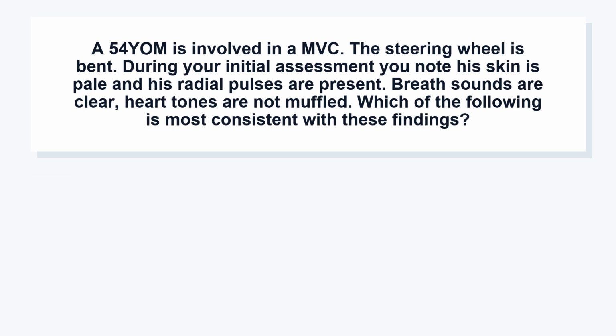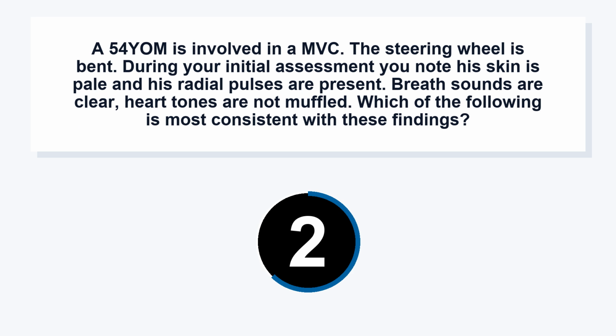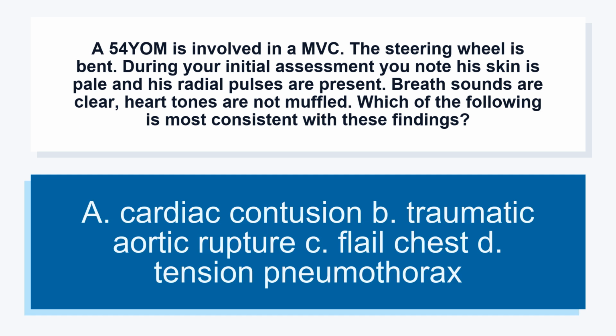A 54-year-old is involved in a MVC. The steering wheel is bent. During your initial assessment you note his skin is pale and his radial pulses are present. Breath sounds are clear, heart tones are not muffled. Which of the following is most consistent with these findings? A. Cardiac contusion. B. Traumatic aortic rupture. C. Flail chest. D. Tension pneumothorax.